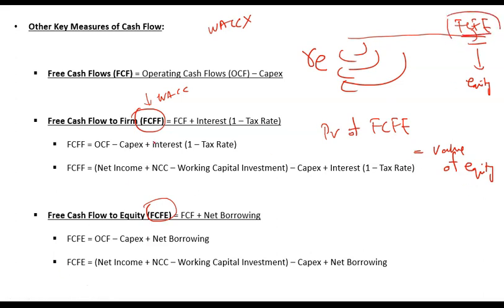On the other hand, if you use FCFF, you will discount it at WACC, and then you will adjust for debt as well, because these are not the cash flow to equity holders. These are the cash flow to equity as well as debt holders combined, to the whole firm. The present value of FCFF will give you the value of the firm, not the value of equity, and the present value of FCFE will give you the value of equity.